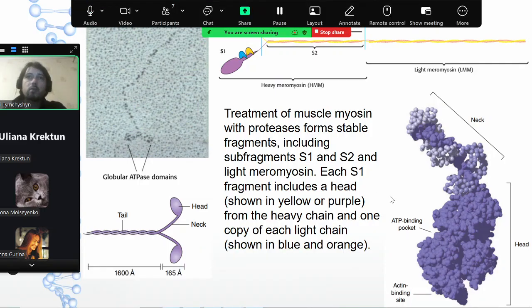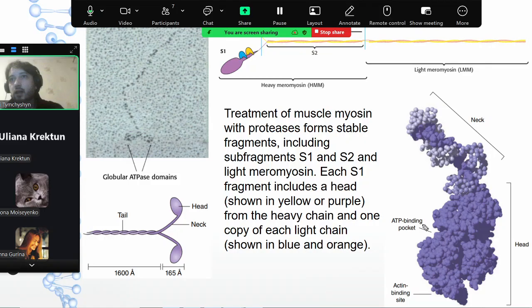Treatment of muscle myosin with proteases forms stable fragments, including subfragments S1 and S2, and the light meromyosin. And each of the S1 fragments includes a head, shown in yellow or purple, from the heavy chain, and one copy of each light chain, shown in blue and orange. And here is the head and the neck, an enlarged view.